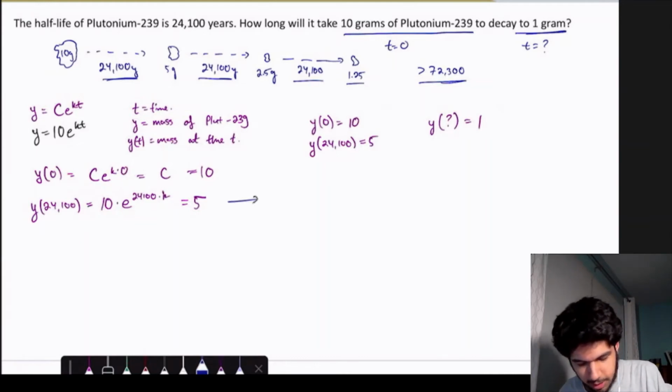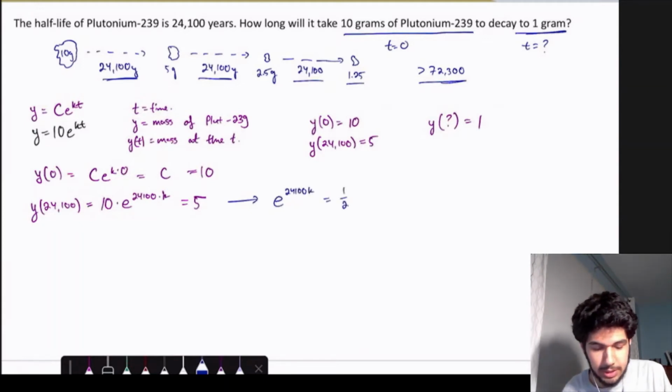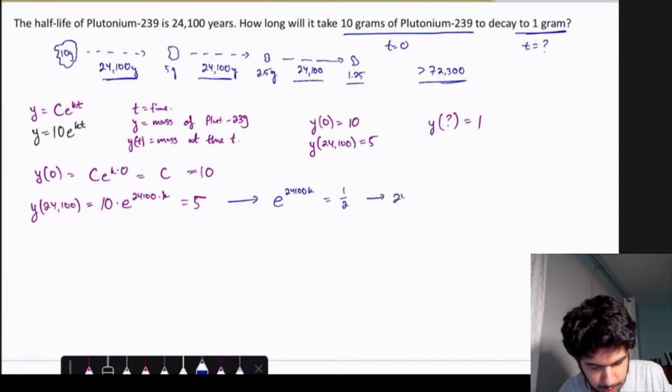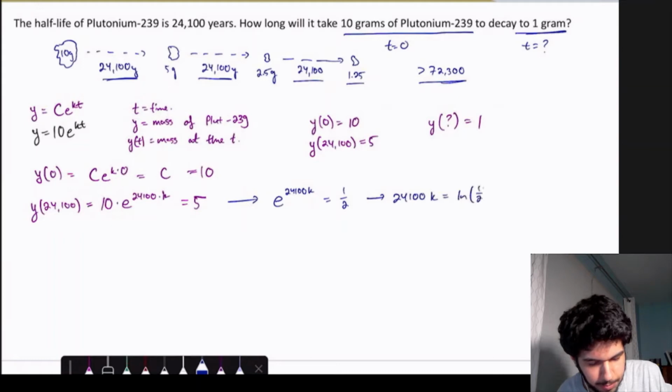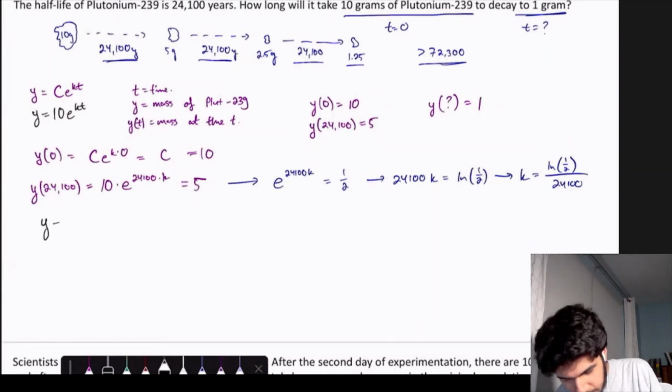We can solve for k, which is the other constant we're looking for. So if we divide by 10 on both sides, we get e to the 24,100 k equals 1/2, and then take the natural log of both sides, and we're left with 24,100 k equals the natural log of 1/2. And finally, k equals the natural log of 1/2 divided by 24,100. So really, our equation is now y equals 10e to the ln of 1/2 over 24,100 t.